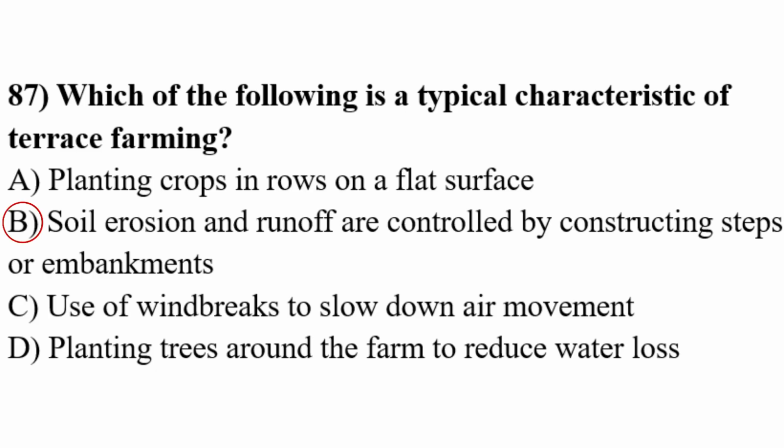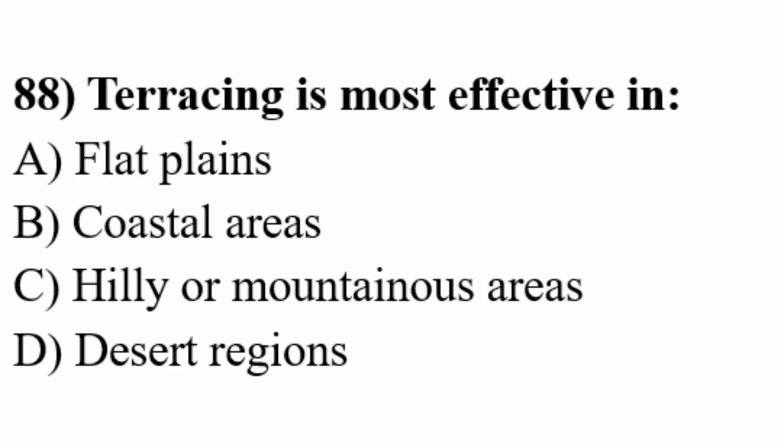Answer: B. Soil erosion and runoff are controlled by constructing steps or embankments. 88. Terracing is most effective in A. Flat plains. B. Coastal areas. C. Hilly or mountainous areas. D. Desert regions. Answer: C. Hilly or mountainous areas.